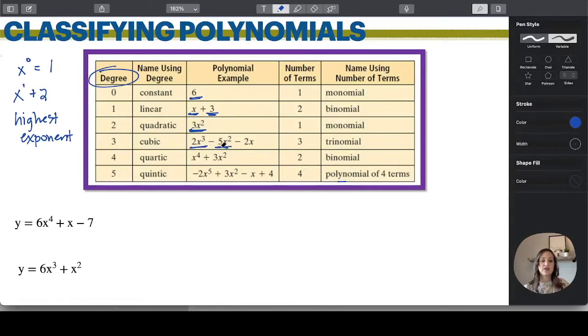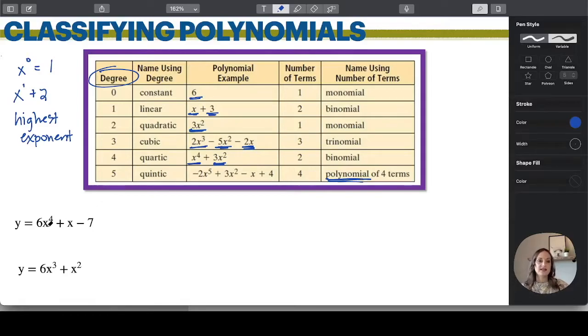Here, there are 3 terms or 3 algebraic expressions, and so we call it a trinomial. Again, here we have an algebraic expression and another algebraic expression. There are 2 of them, so it's called a binomial. Anything over 3 terms, we actually just use the generic term polynomial.